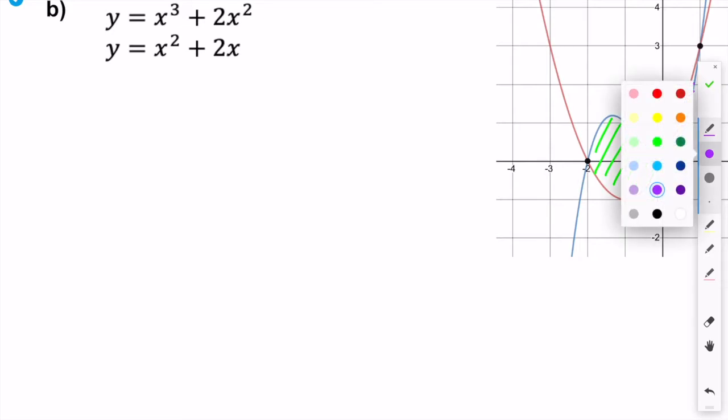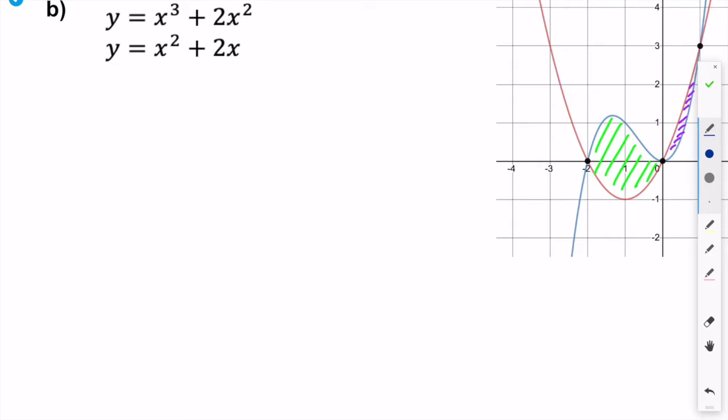If we don't have this particular graph here, then you will have to maybe use a few test points or sketch your functions and find the points of intersection in order to figure out which curve should be the one above and which one should be the one below, or simply use the absolute value signs.